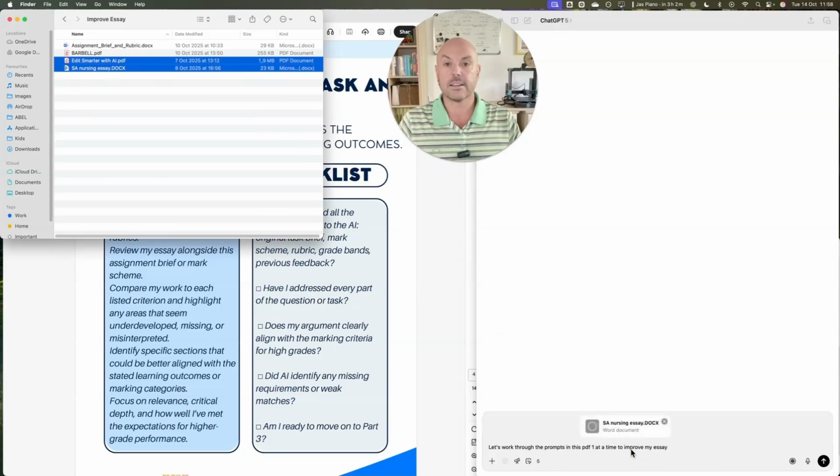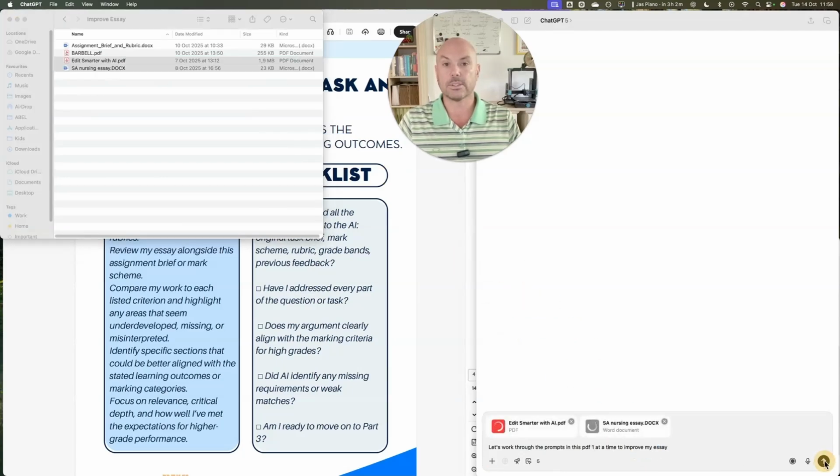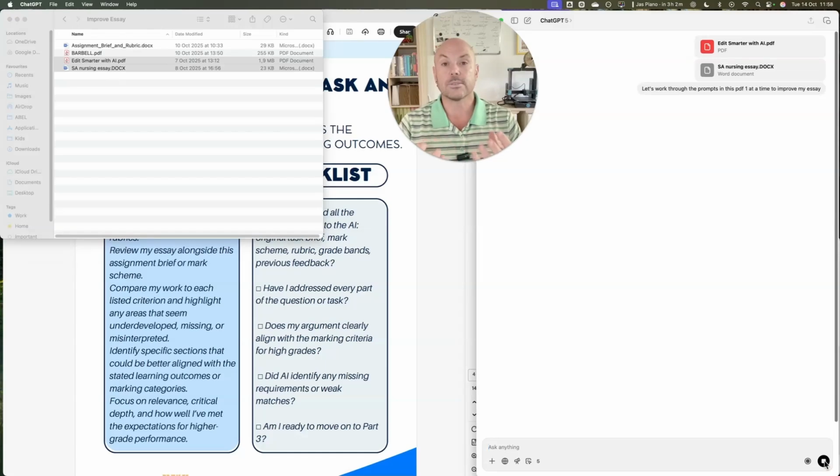both your essay and the workbook, and it's going to analyze the PDF and it's going to extract the first prompt out of there. So I've asked it to go through one at a time, and then we can make sure that we're doing everything suggested in the workbook in a systematic, easy way.